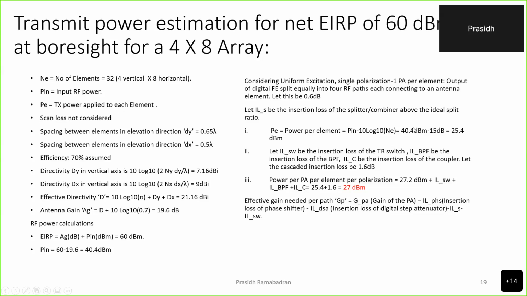So one can see that to get an output EIRP of 60 dBm, and 60 dBm is 1 kilowatt, what one needs to feed in each element is 24. So it's going to be about half a watt, say 27 dBm, considering all the losses. So this extra gain, this phenomenal gain, primarily comes due to the antenna directivity.